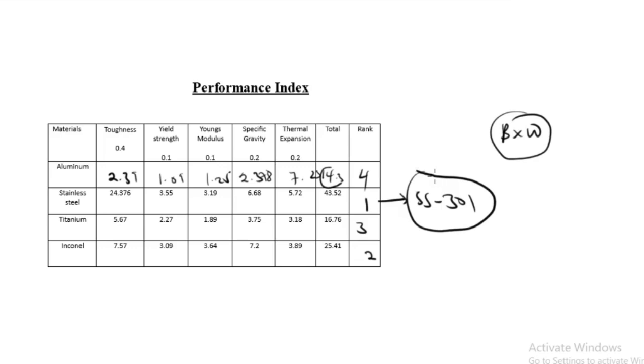So this is how we can find the performance index and use it to select the appropriate material in material selection. And also, this is the easiest way to use the logic system to find it.